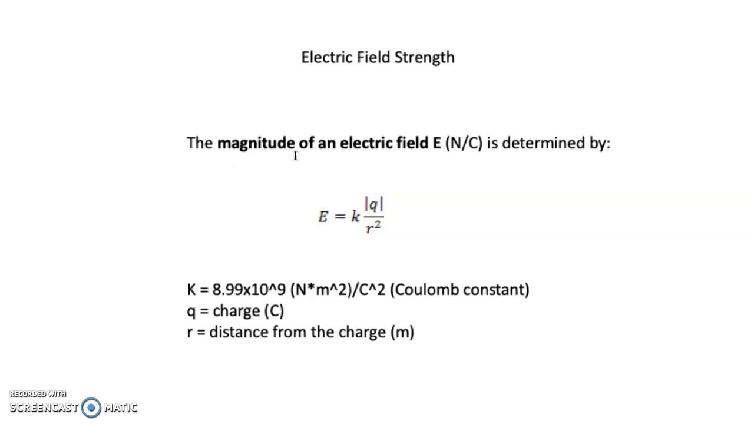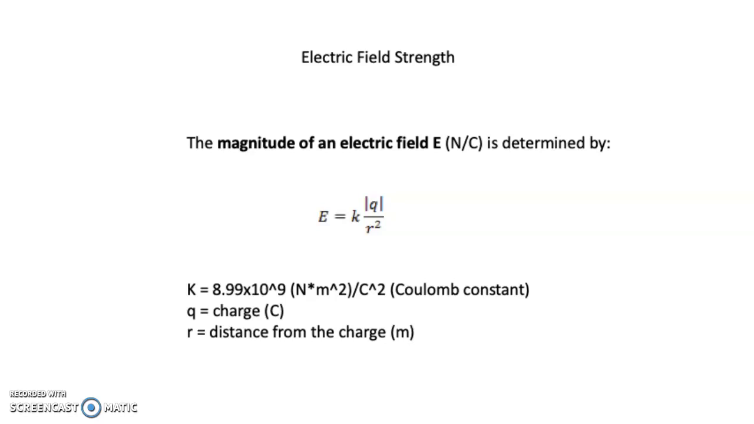Well, the magnitude of an electric field, which we'll call E, is determined by this equation. The magnitude of the electric field, E, is equal to K, which is Coulomb's constant, times Q, which is a charge, divided by R squared, R being the distance from a charge. So this equation expresses the relationship between the charge, the distance, and the electric field.